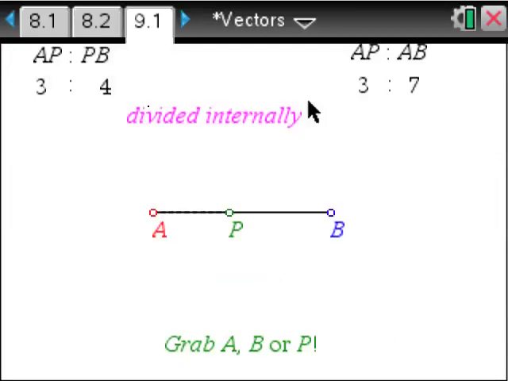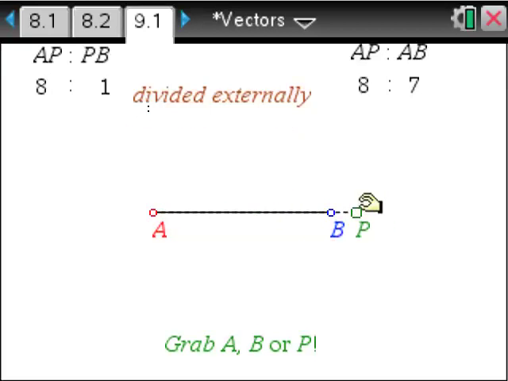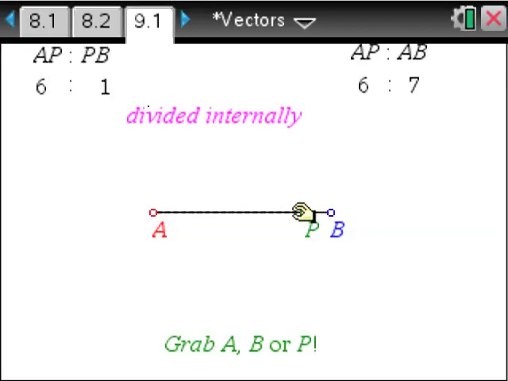And finally, on page 9.1, if you're looking at splitting a vector in any particular ratio, you can move the vector point p either internally or externally, and you can see different ways of recording the information, looking at the ratio of a to p and p to b, or a to p and a to b. So again, an opportunity for students just to conjecture whether they think the point p is closer to a or closer to b. Anyway, that's all it does.